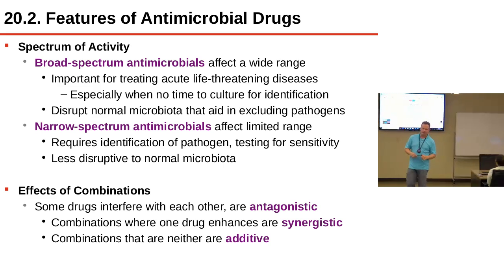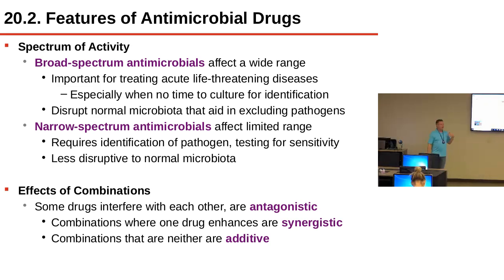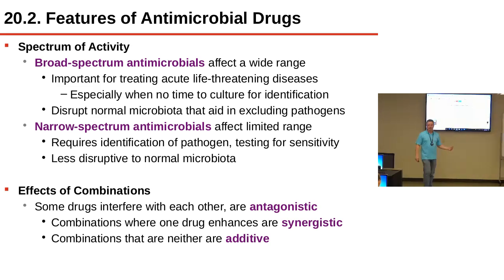So how many times have you been prescribed more than one drug at a time? A lot of times you get 2, 3, 4, some depending. So we have to think about the effects of combination. There are 3 terms here. Antagonistic is when the drugs interfere with each other.